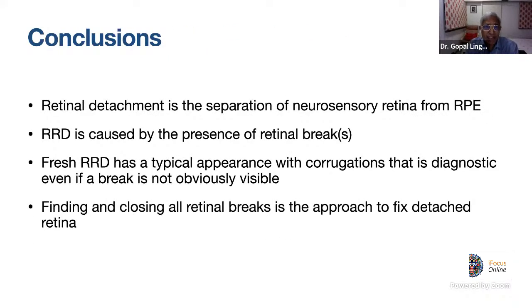So in conclusion, retinal detachment is the separation of neurosensory retina from the underlying retinal pigment epithelium. It's caused by the presence of retinal breaks. A fresh detachment has a very typical appearance which is unmistakable, with corrugations, and they're diagnostic even if a break is not itself visible. So by looking at the detachment, you know it is RRD, and then you look for a break. Finding and closing all, I underline the word all, retinal breaks is the approach to fix a detached retina.